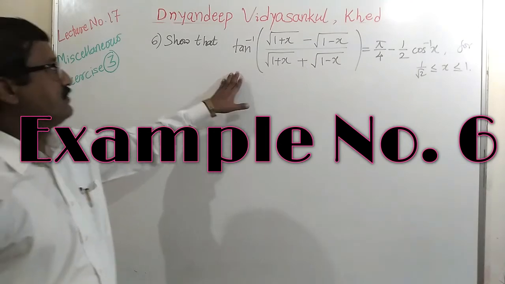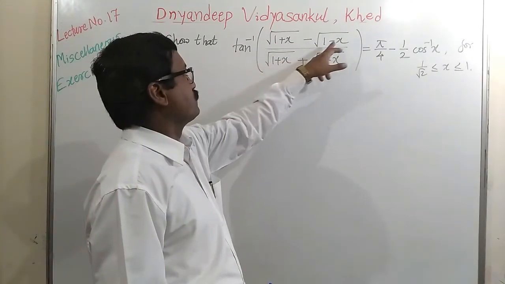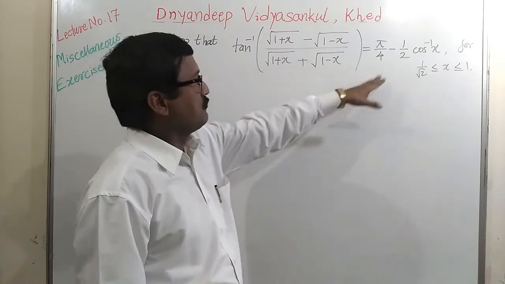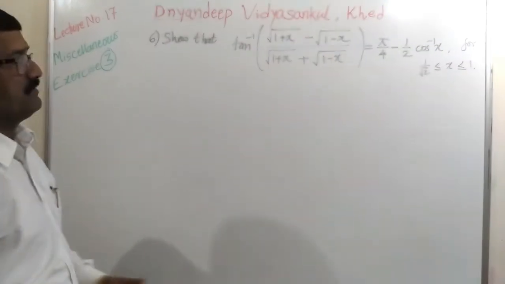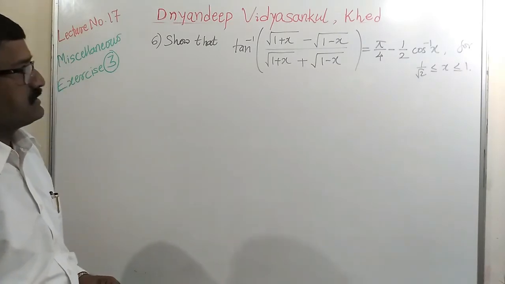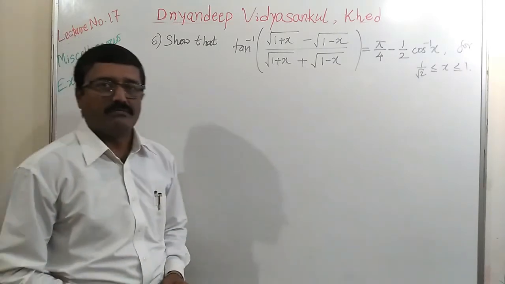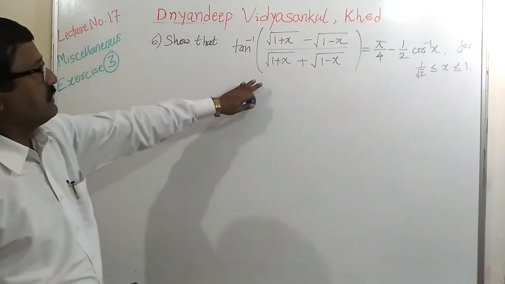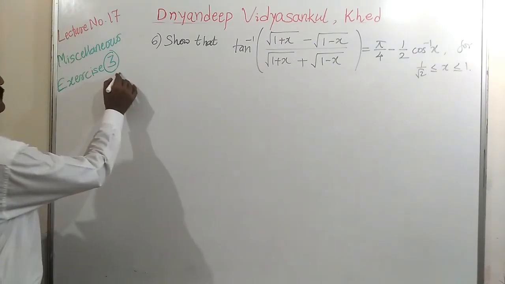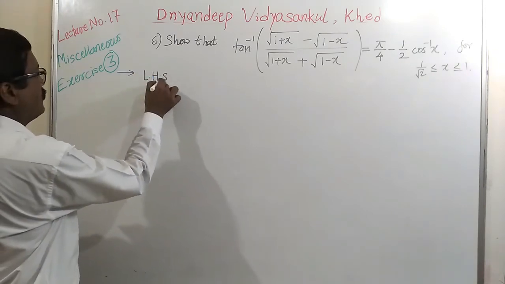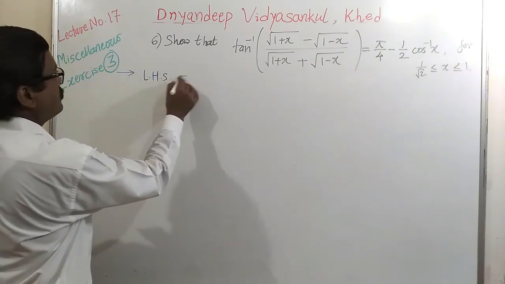Show that tan inverse of (root 1 plus x minus root 1 minus x) upon (root 1 plus x plus root 1 minus x) is equal to pi by 4 minus half of cos inverse of x, with the condition that x is greater than or equal to 1 upon root 2 but less than or equal to 1. Let us take the LHS of this required result. So LHS is equal to the same.